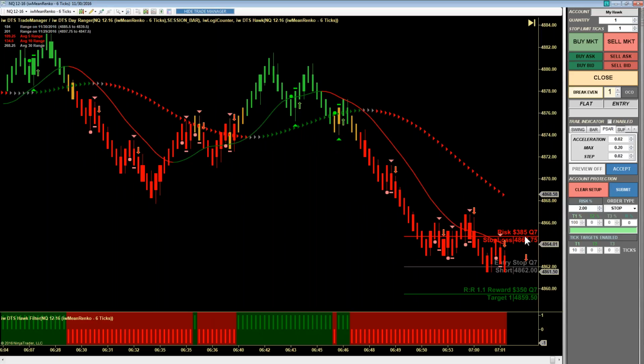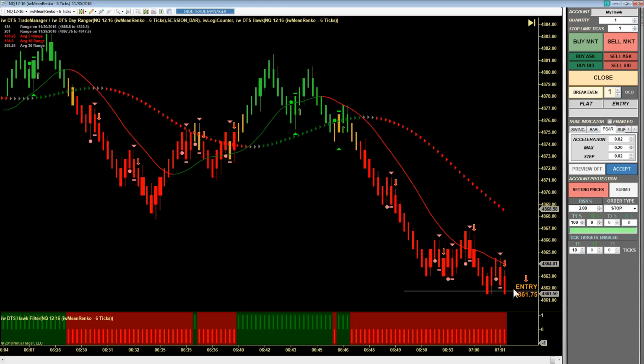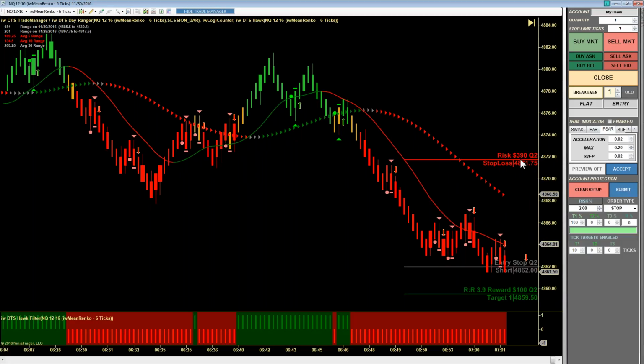Note the risk amount, $385. Now don't freak out if that seems like a lot of money to you. That's 2% of my capital. Watch what happens if I put my stop, say, above that swing high there. Oh, it's the same amount. But what has changed is the quantity.